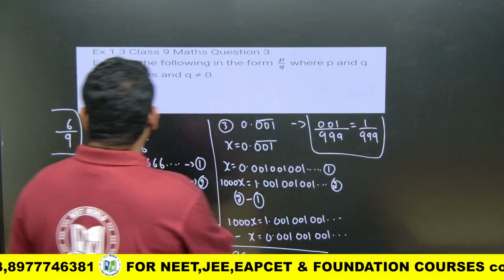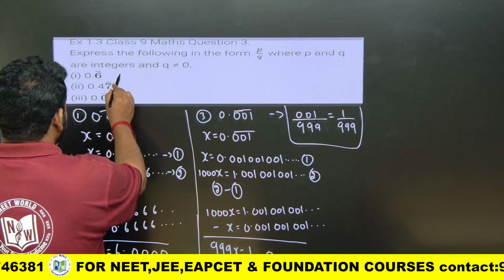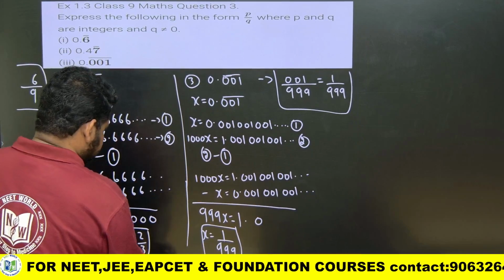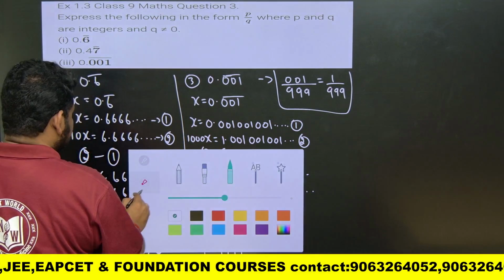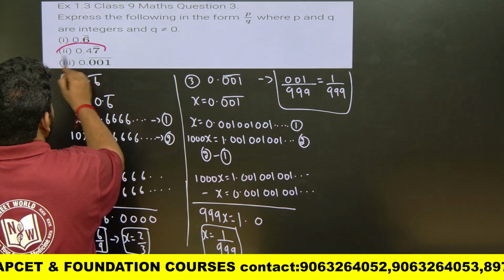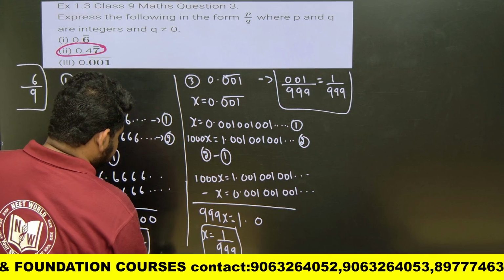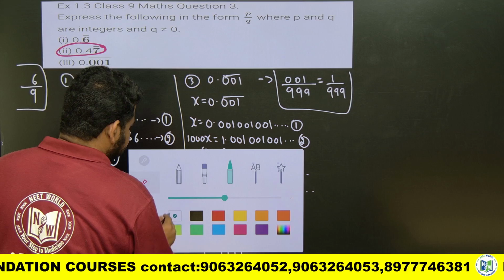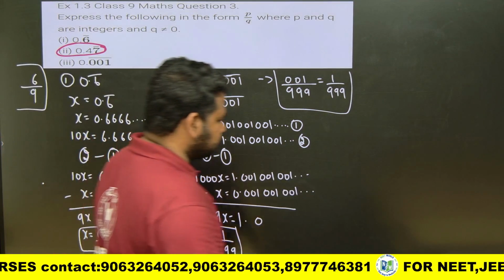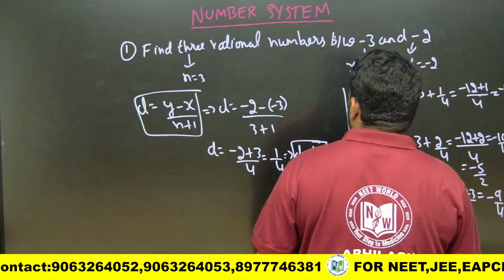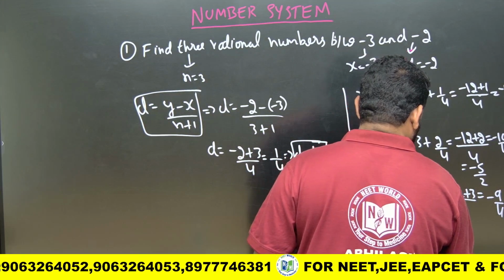Now let us have a look at the second question. Here in the second question, friends, 0.47 bar is given. Before solving this question, I would like to tell you some more concepts before coming back to the second question. So if the question is given like this, let us see.